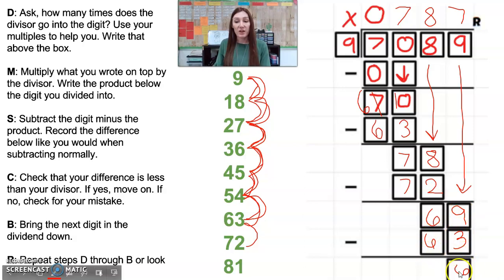Then I'm going to check, is my remainder smaller than my divisor? Yes, 6 is smaller than 9. So my remainder is 6. My quotient is 787 with a remainder of 6.